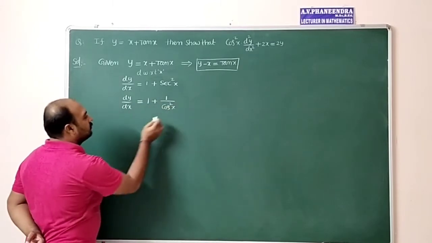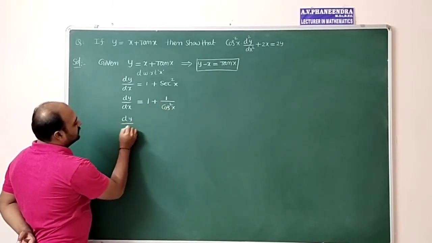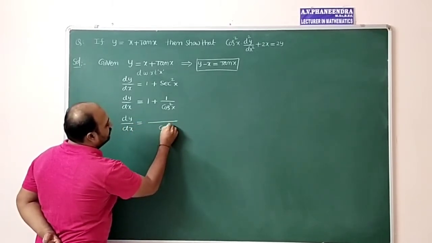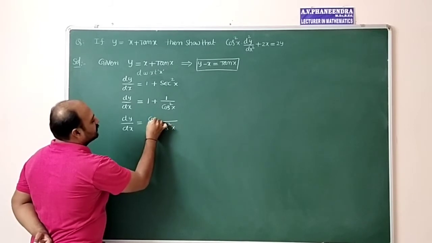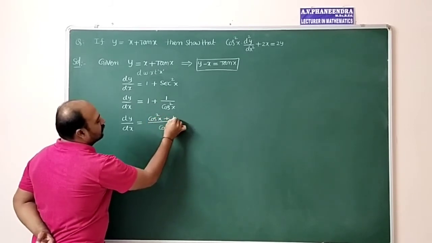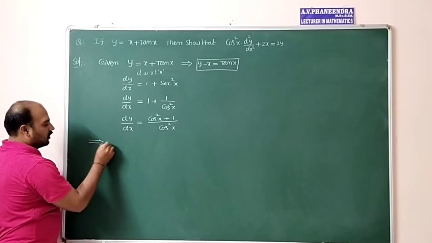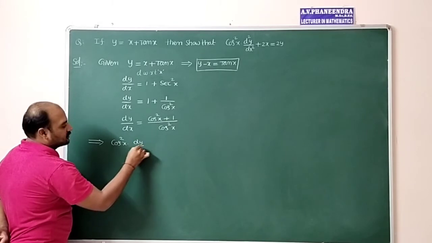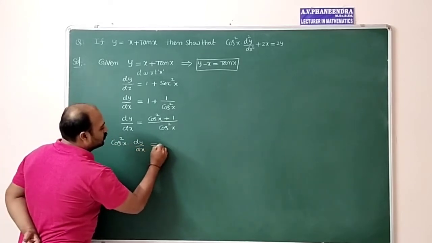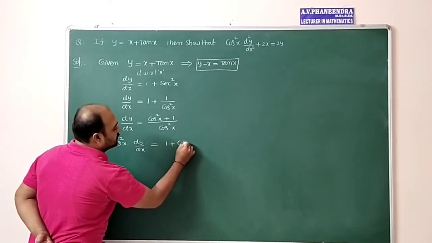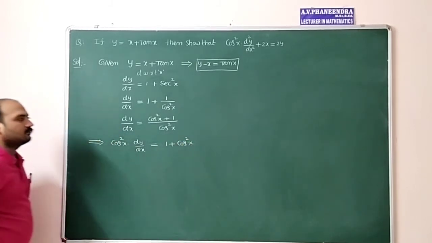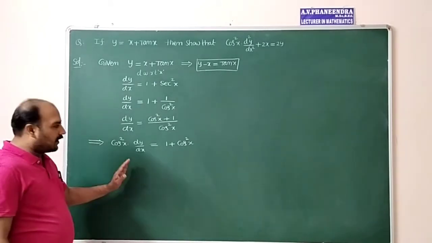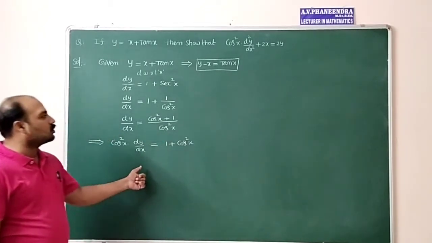Now take LCM. Dy/dx is equal to cos² x is the LCM, so cos² x plus 1. Cross multiply. It will become cos² x into dy/dx is equal to 1 plus cos² x, or cos² x plus 1. Now again we have to differentiate with respect to x.